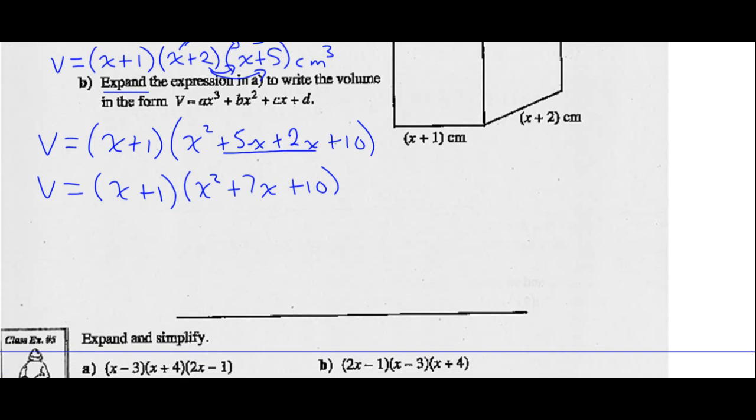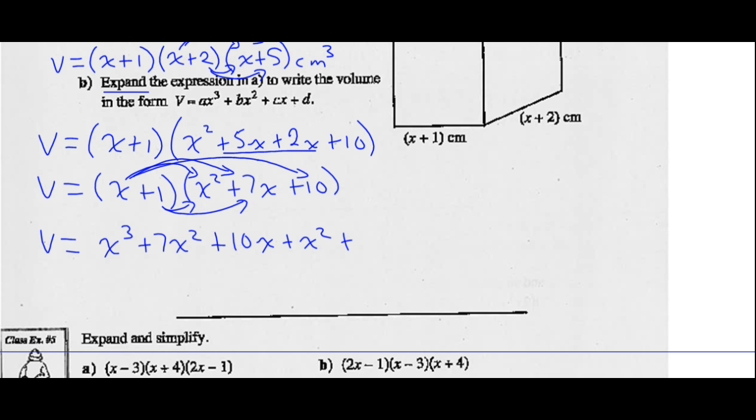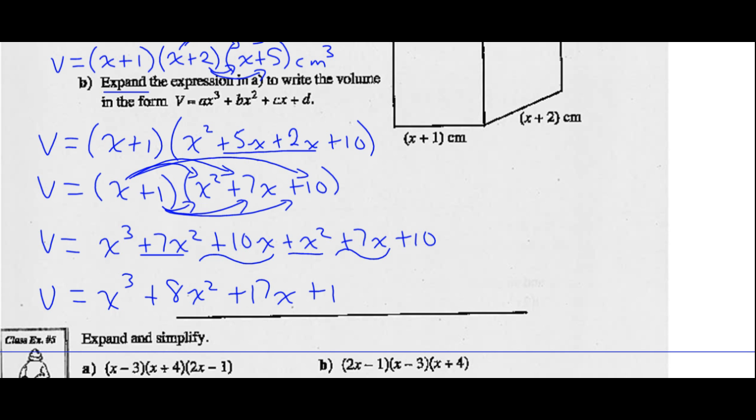And now I'm going to multiply through by the x plus 1. So x times x squared is x cubed, x times 7x is a positive 7x squared, and x times 10 is 10x. And multiply through by the 1. So 1 times x squared, 1 times 7x, and 1 times 10. And combine all the like terms. I've got one set of x cubes. 7x squared plus 1x squared is 8x squareds. 10x's plus 7x's is 17x's plus 10. And remember, these are all centimeters cubed. All right.